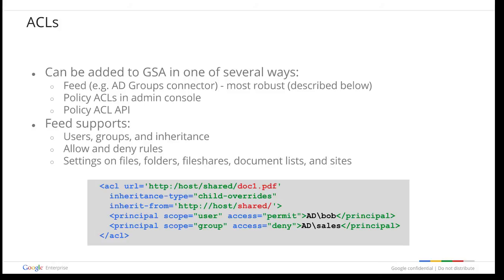Typically, best practices for ACLs will require the use of groups rather than individual users. So there has to be a mechanism to allow the GSA to get your group membership in order to use ACLs effectively. In this example, you can see an ACL defined for a document URL highlighted in red. It inherits permissions from a shared folder, and it adds two additional permissions. One is a permit and one is a deny rule to allow this one user, Bob, to access the file, but to deny access to members of the sales group.